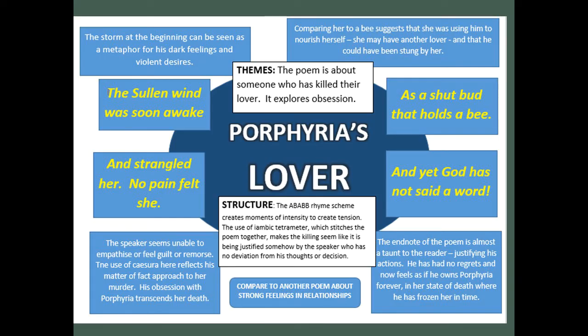And right at the end note of the poem, "and yet God has not said a word." Perhaps he's justifying his actions here, but also maybe taunting the reader. He's got no regrets and now feels as if he owns Porphyria forever in her state of death, where he has frozen her in time.